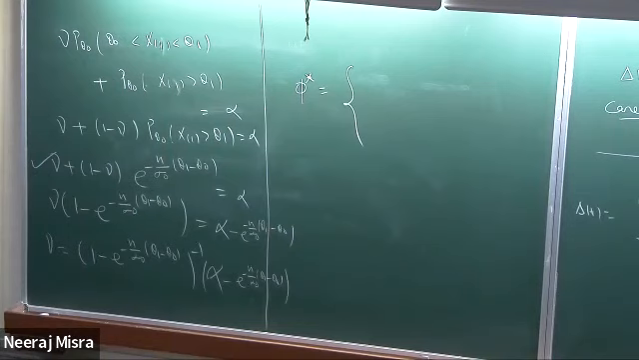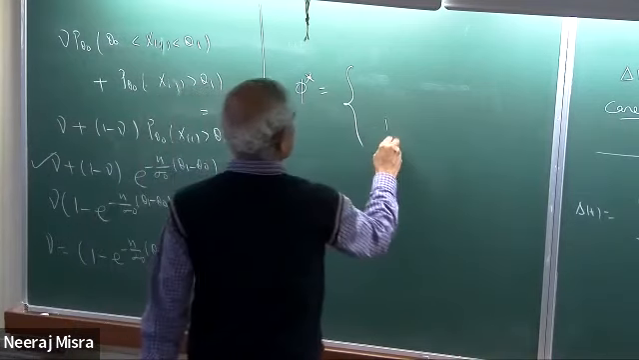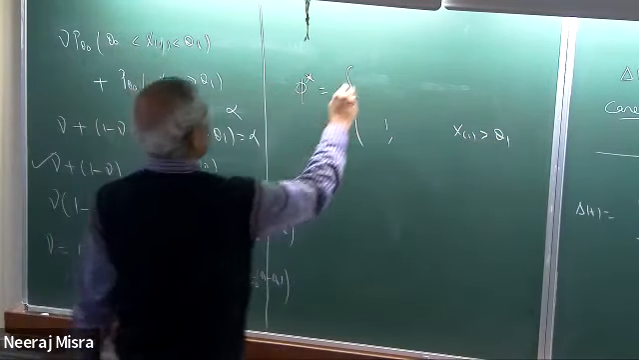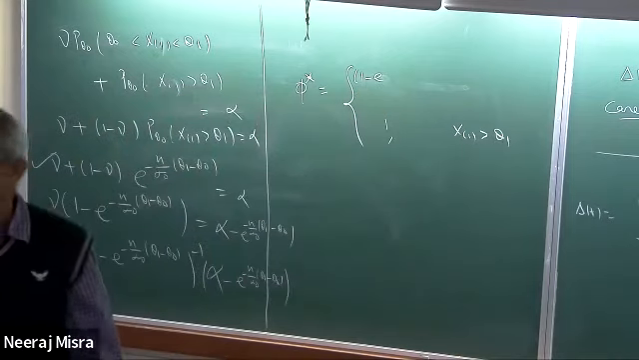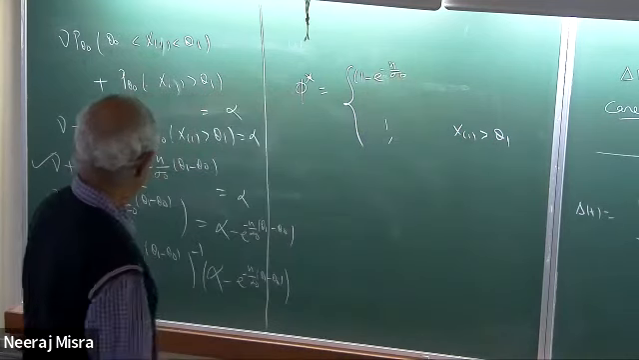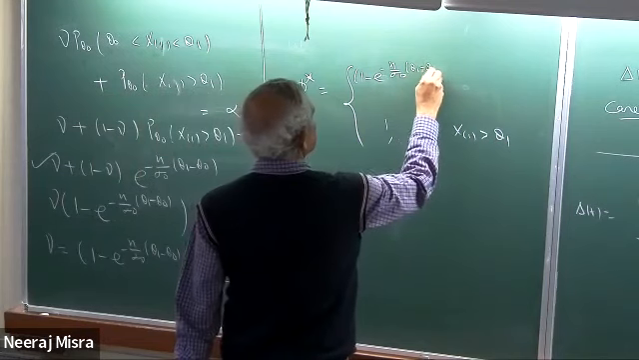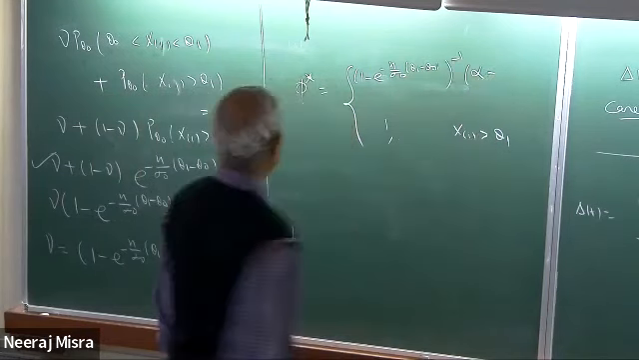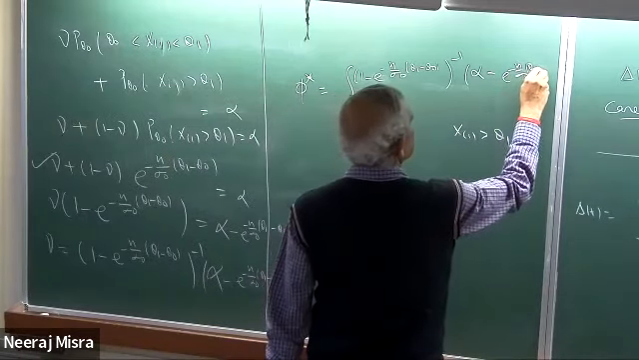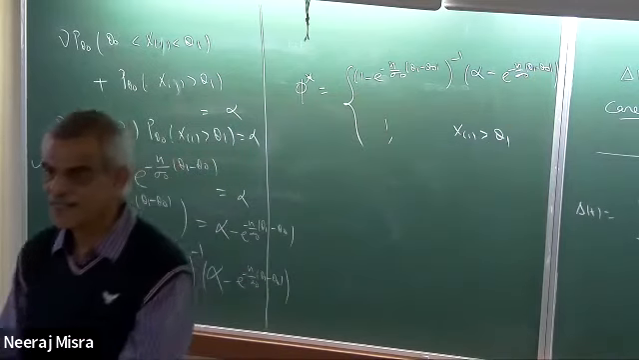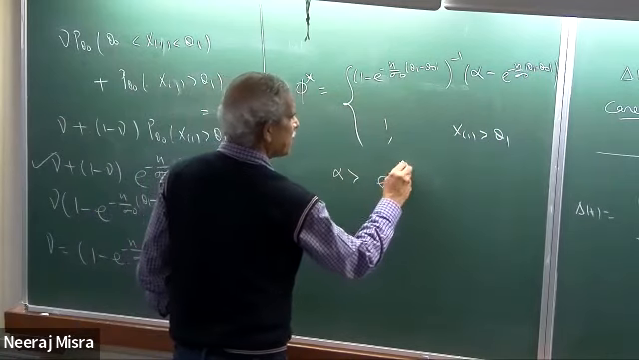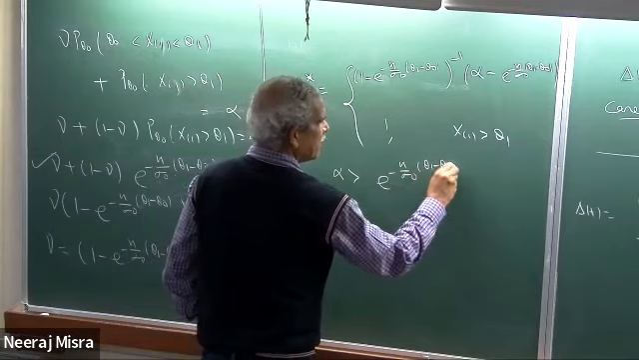Would be 1 if x1 is bigger than theta 1, and gamma, which is basically (1 minus e to power minus n by sigma naught, theta 1 minus theta naught) whole inverse, times (alpha minus e to power minus n by sigma). Is that okay? This is for the situation where alpha is bigger than e to power minus n by sigma naught, theta 1 minus theta naught. Is that okay?